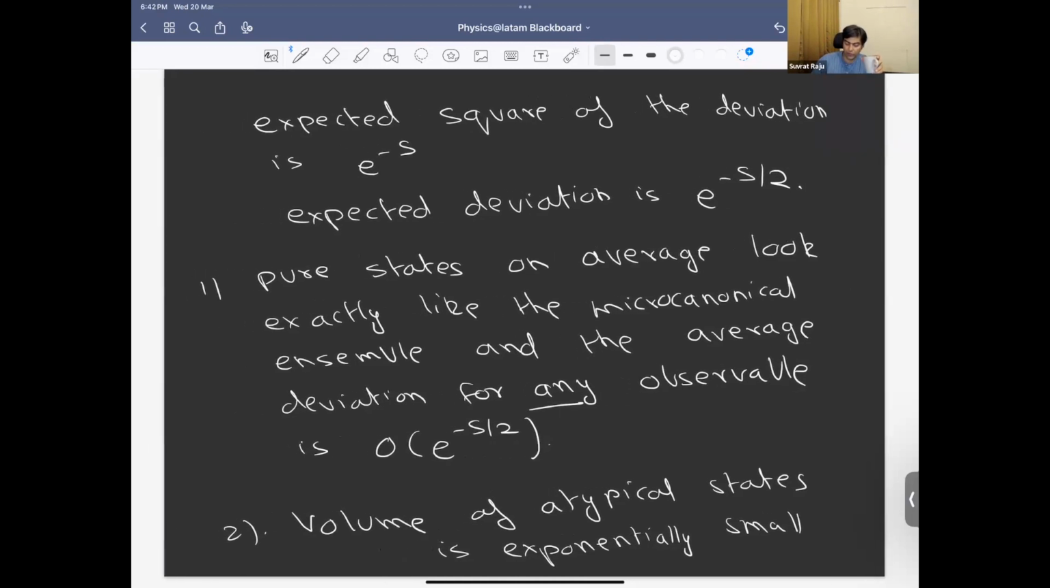I mean, S was just the number of states. So there was no Planck's constant here.